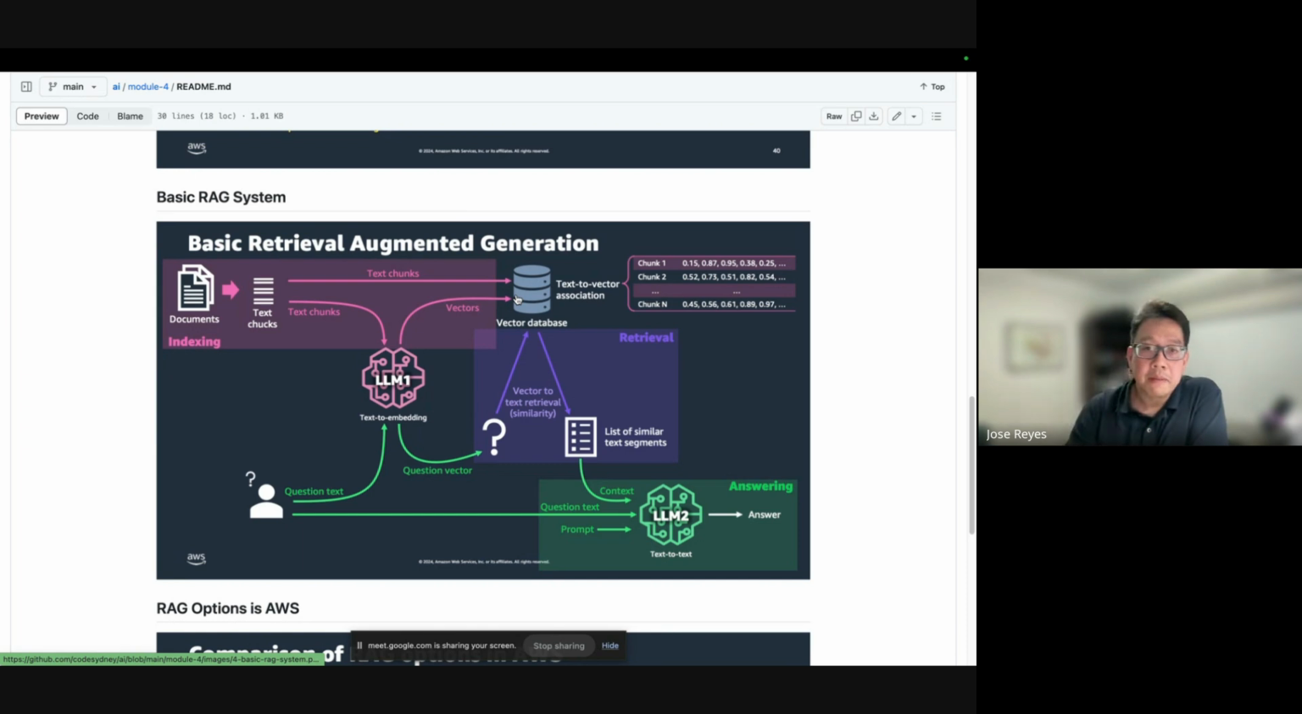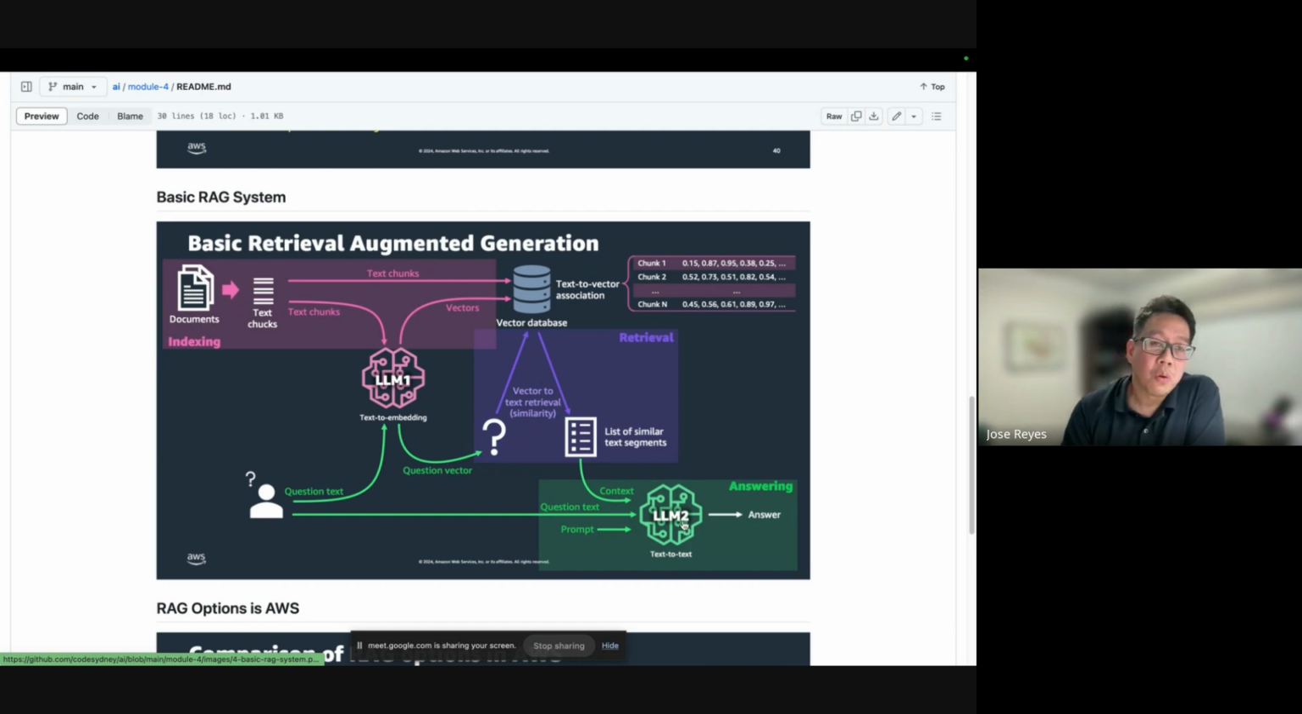Once we do that, we get our similar documents back, depending on our K setting. So if you say top K is equal to 5, you get 5 documents back, because those are the 5 similar documents. Once you do that, now you're ready for the third step, which is the answering part, right?